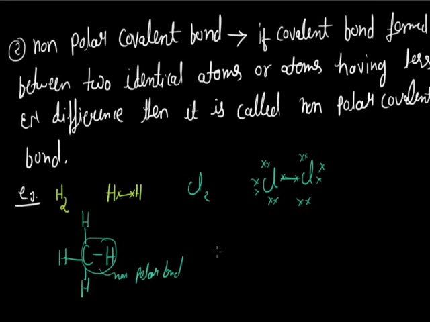Similarly, if we take the example of oxygen, O double bond O, the bond is again non-polar. Now if we take the example of nitrogen, N triple bond N, in that case the bond is also non-polar. So we can classify the covalent bond as polar and non-polar. This depends upon the EN difference. Now, we will take some more examples which will explain the covalent bond.